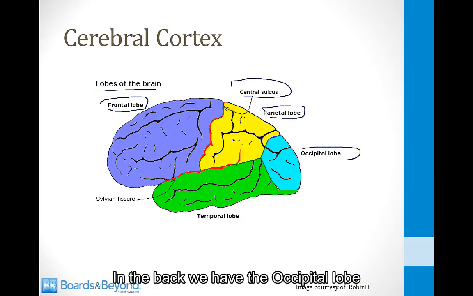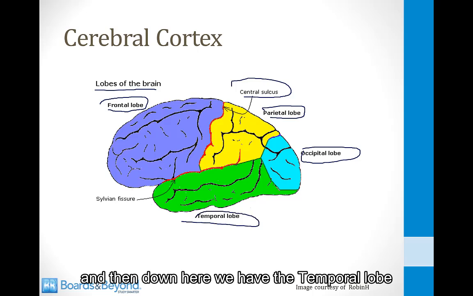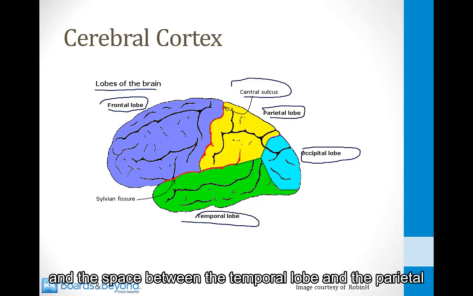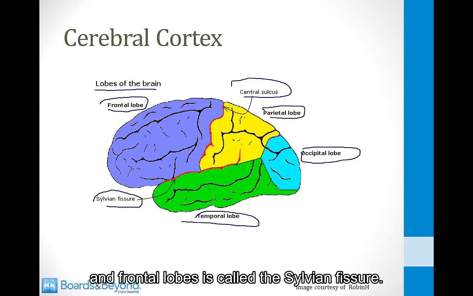In the back we have the occipital lobe, and then down here we have the temporal lobe, and the space between the temporal lobe and the parietal and frontal lobes is called the sylvian fissure.